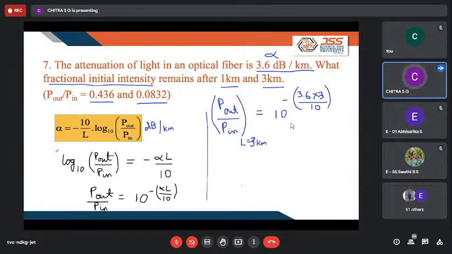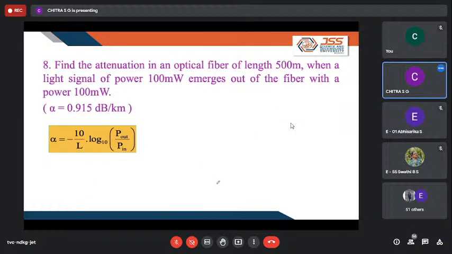So directly if you put, you will get alpha. If they give alpha and ask you to calculate P out by P in, then first you have to show all these steps. You have to write this equation and show what P out by P in is up to this expression, and then do the substitution for alpha and L, and then write the final answer. So now we shall move to the next one.